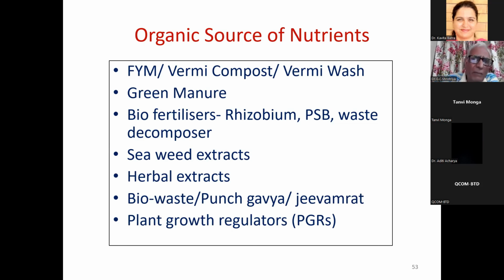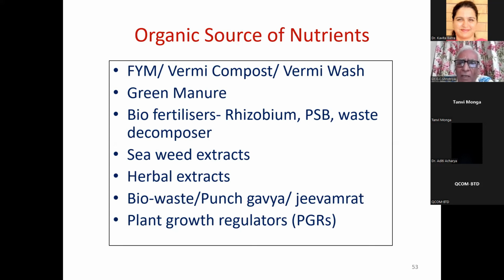So FYM, which is farmyard manure, vermicompost or vermiwash, is important. Green manures are there. You can grow a green crop and turn it back into the soil, or you bring leaves of some trees or plants from the forest or anywhere and put them in the soil. That is called green manure. Biofertilizers are there, which fix nitrogen, like azospirillum and rhizobium, and phosphate solubilizing bacteria, PSB. Waste decomposer is also there, which enhances either they bring additional nutrients, which is mostly in case of nitrogen through rhizobium or azotobacter. Otherwise, PSB and waste decomposer, they make the nutrient available.